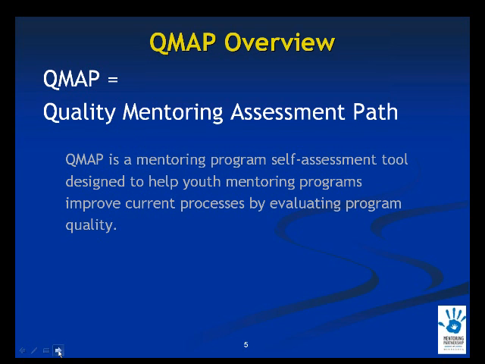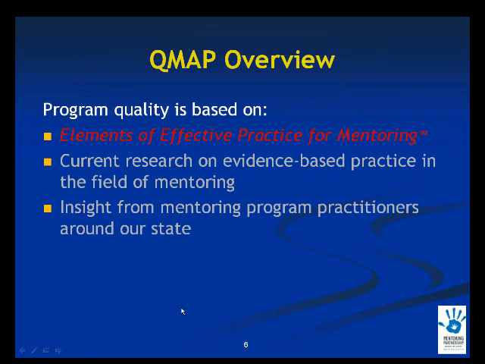Okay, so just the overview. QMAP, when we talk about that, means Quality Mentoring Assessment Path. This is a self-assessment tool for mentoring programs, and it's really designed to help our programs improve their current processes by evaluating program quality. So that's that statement, and what does that mean, or where does that program quality come in? How are we determining that?